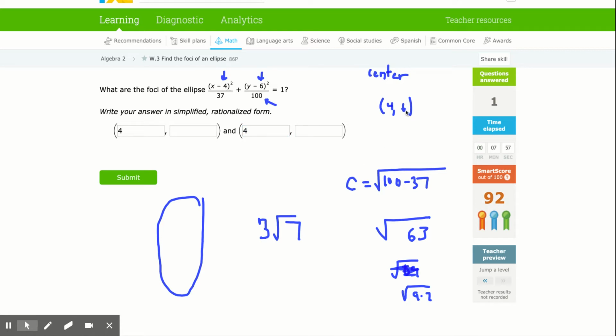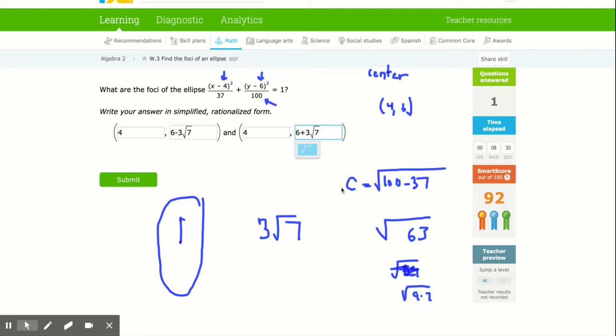And then I need to go from the center of 6, and I need to move up to the foci 3 square roots of 7. So the way they want you to type that in is they'll go 6 minus 3 square roots of 7, and 6 plus 3 square roots of 7.